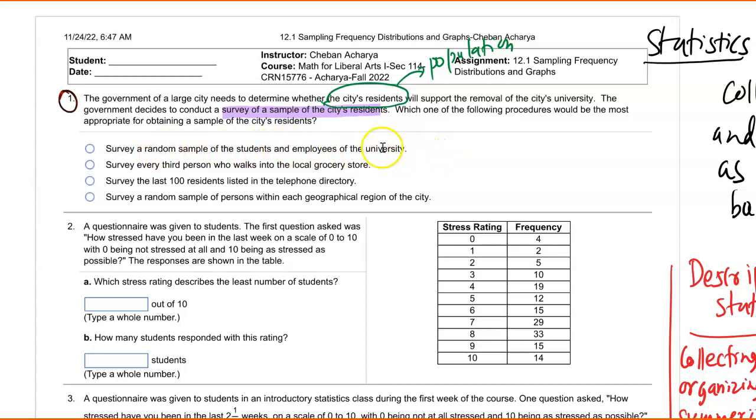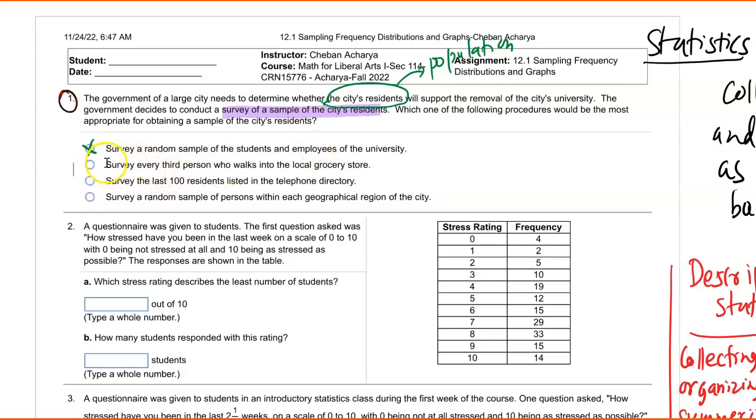No, because if you just choose people from the university, that's not going to be random. Therefore, this is called biased sampling. That doesn't work.